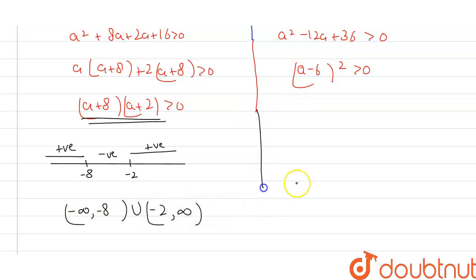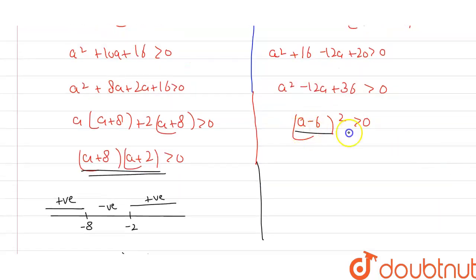Also now for this section, I can see that this here is (a − 6)². If there's a square here, it means that a can belong to any real number. Why? Because if I put a negative value or positive value, there's a square, so the value will always come out positive, or greater than or equal to 0. So a satisfies all real values.